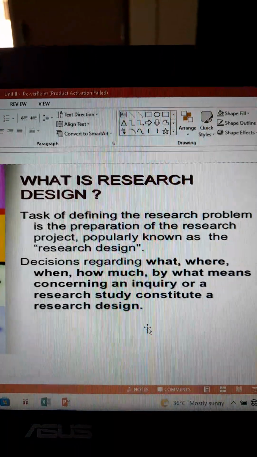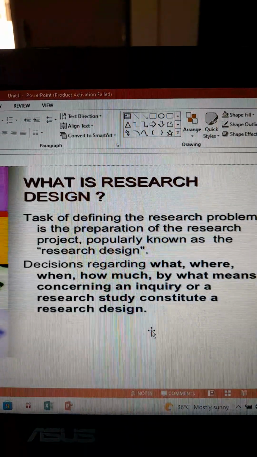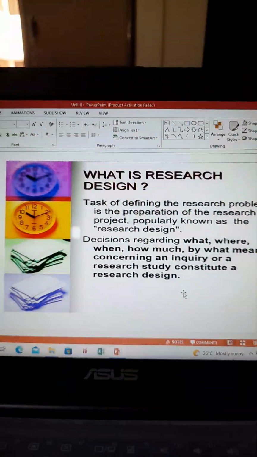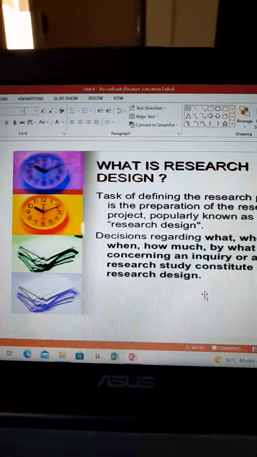It is the task of designing the research problem, the preparation of the research project, and it is popularly known as the research design. So the decisions on what, where, when, how much, and by what means concerning an inquiry or a research study constitute a research design. I'll repeat it once again.